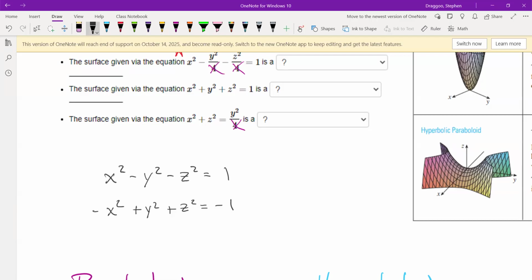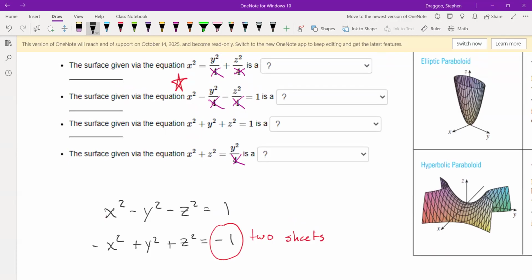It's a cone if that thing is equal to 0. It'll be a hyperboloid of 1 sheet if it's equal to a positive number, and a hyperboloid of 2 sheets if it's equal to a negative number. So since this thing's equal to a negative over here, that's going to be 2 sheets.